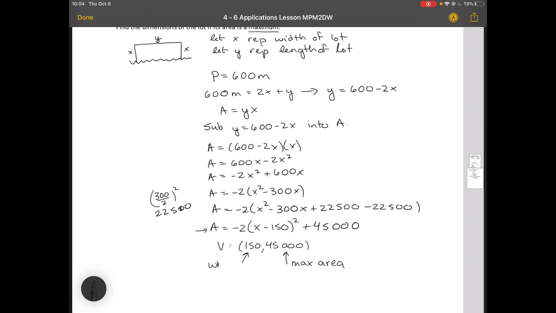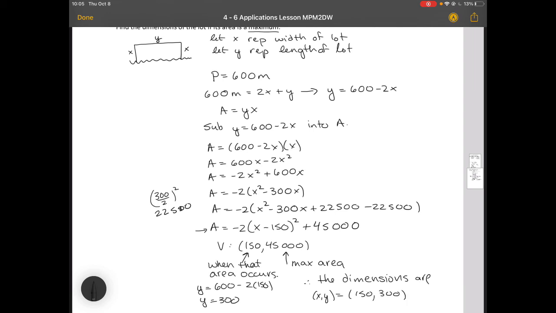My x value is when that area occurs. So once I know my x value, I can solve for y. So y is equal to 600 minus 2 times 150. So y is going to equal 300 here. So therefore, the dimensions are x, y, which are 150 and 300. Some examples of how you can use parabolas to model real-world situations to find the maximum.